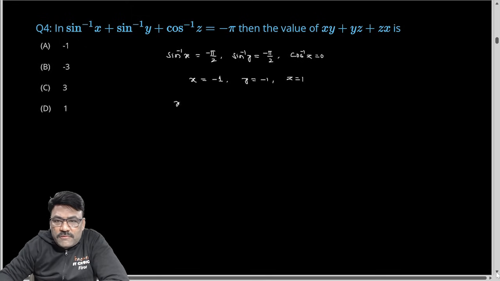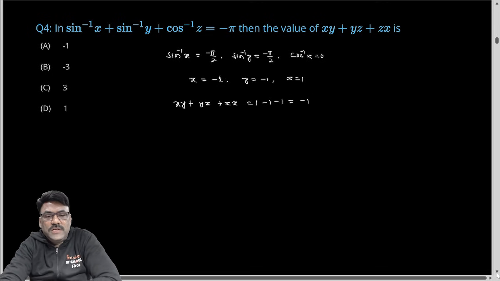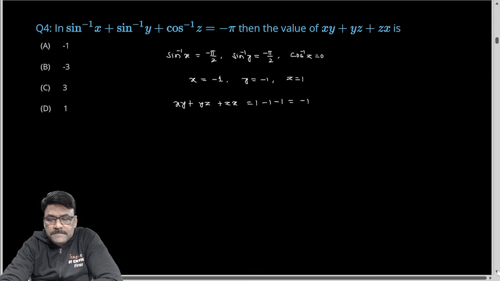So hence what will be xy plus yz plus zx? xy is 1, yz is minus 1, zx is minus 1. So this value is minus 1 here. Means option A is the correct option, right?